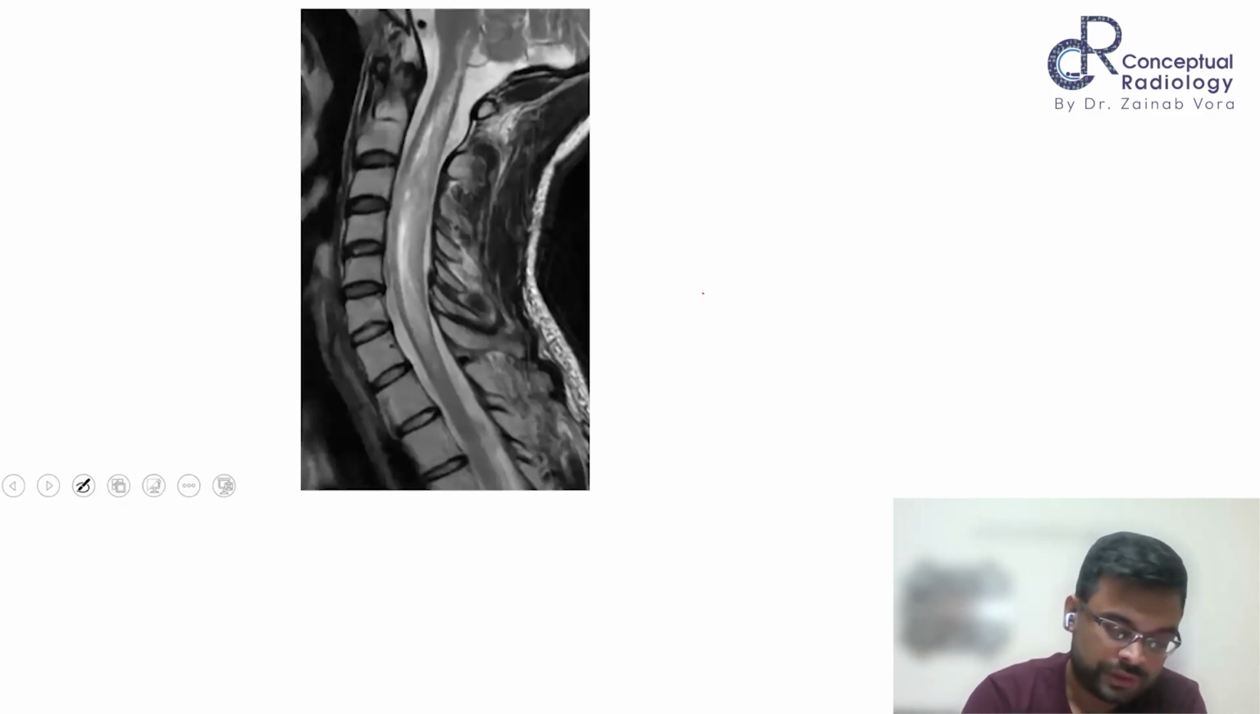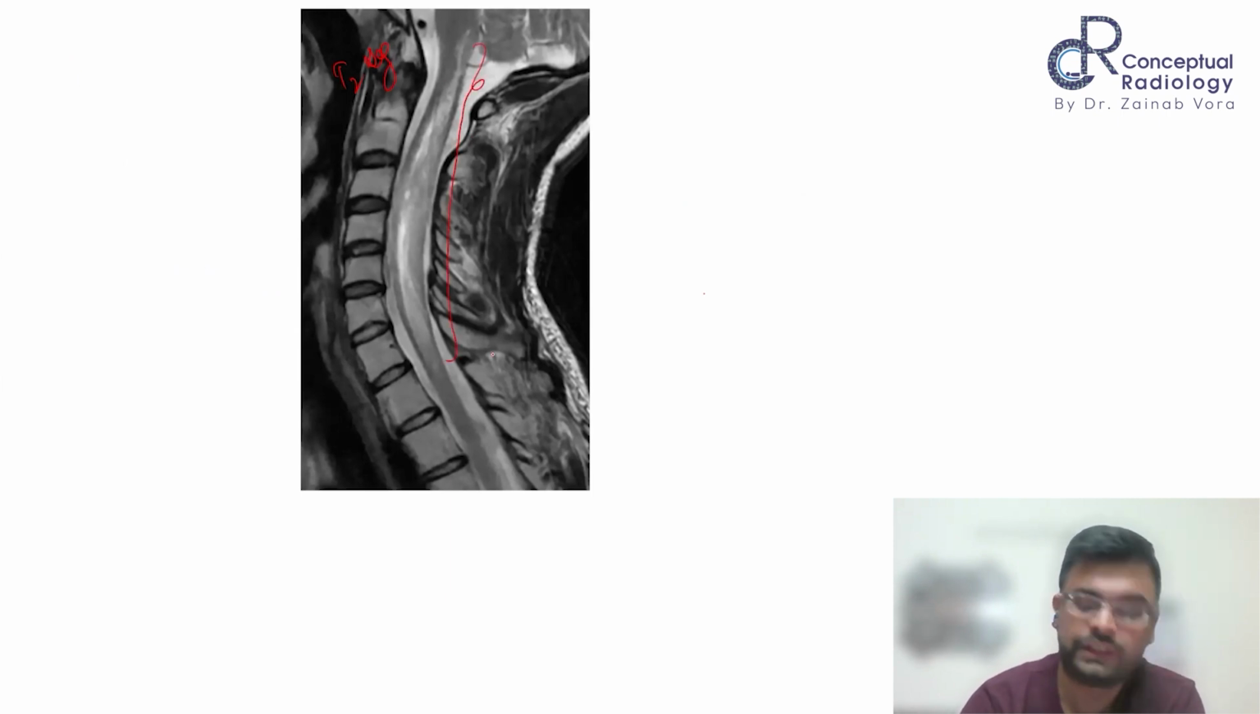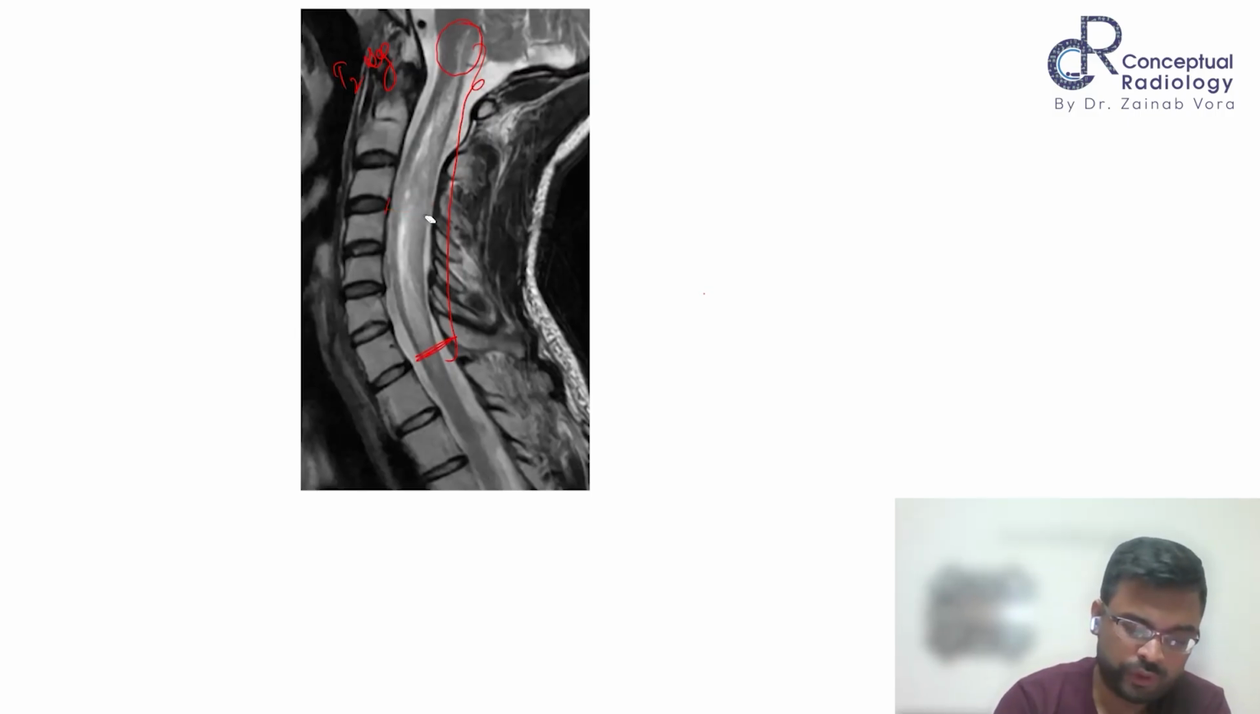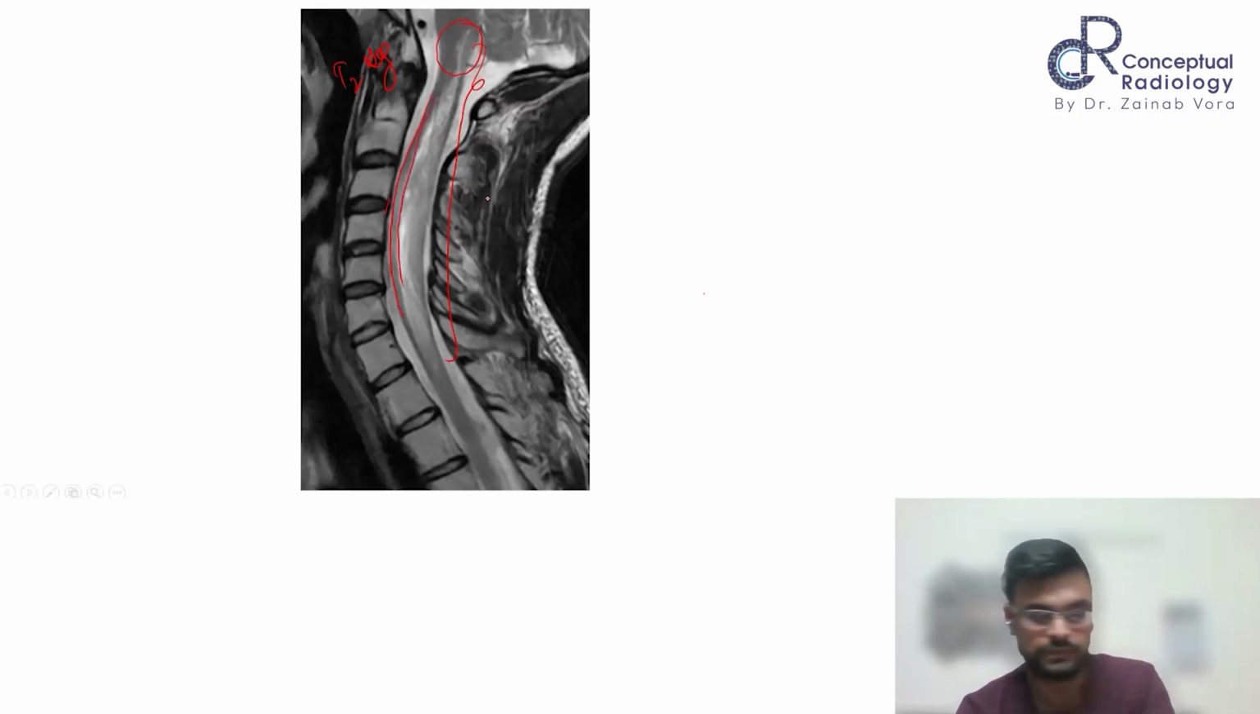Okay, guys, so this is T2 sagittal image. What we see here is a long segment of signal alteration involving the cervical cord. There is mild expansion also. And superiorly, there is involvement of the cervicomedullary junction, right? And inferiorly, it's extending till the cord end, right? The important point you notice here is that there is a thin rim of cord parenchyma that appears to be spared, right? That is clear?